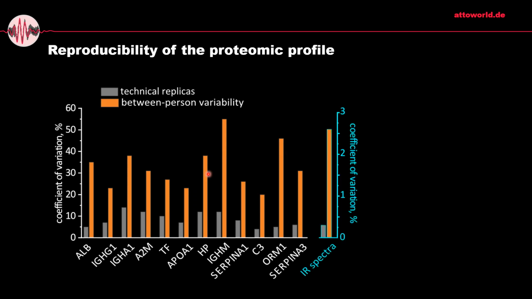Our infrared spectra are also different, but on a different scale. You can see that the coefficients of variation for the whole profile are in general much smaller, but the trend is there that the technical noise is significantly smaller than the between person variation.